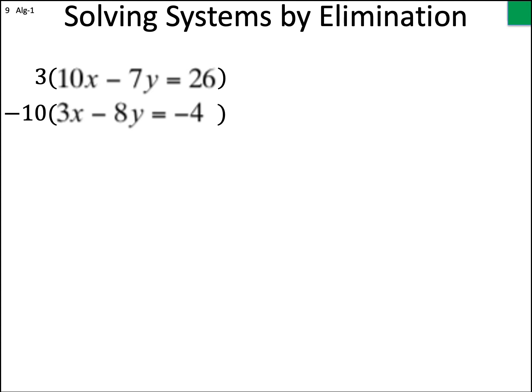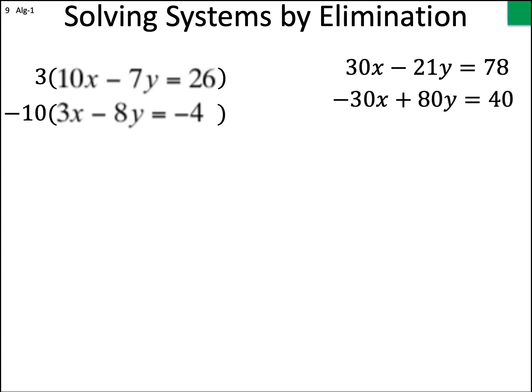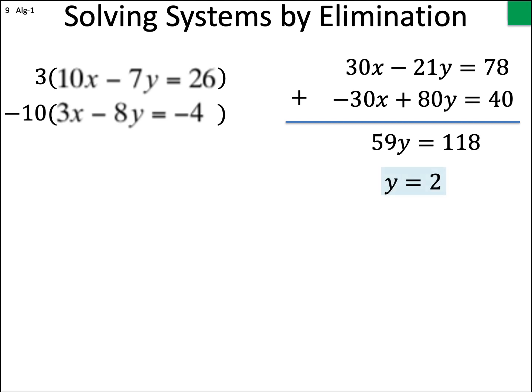Now don't panic with the big numbers. The top equation will be 30x minus 21y equals 78. And the second equation will be negative 30x plus 80y equals 40. Makes sense? All right, let's add. The x is eliminated, the y's turn into 59y, and the constant is 118. Once again, it looks like ugly numbers, but when you divide 118 by 59, you get 2.